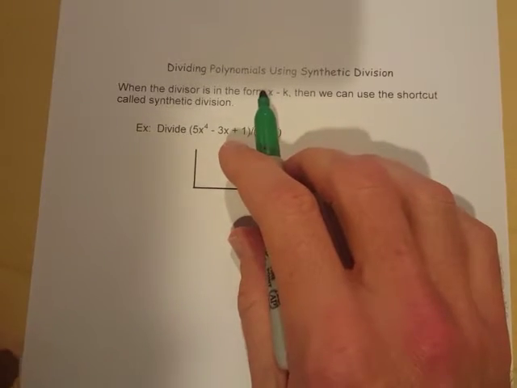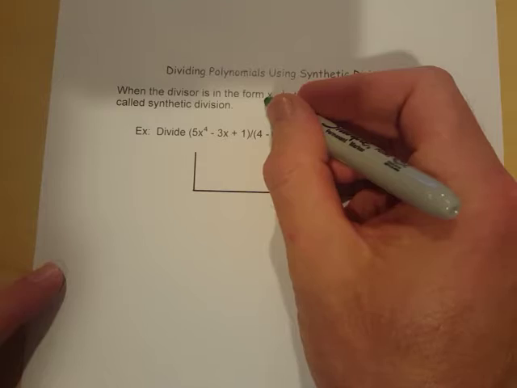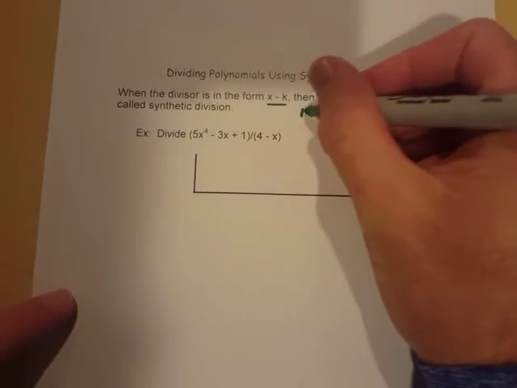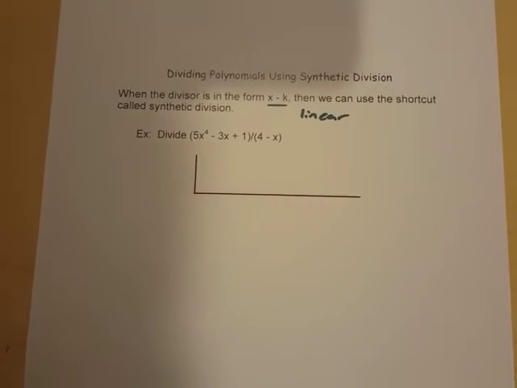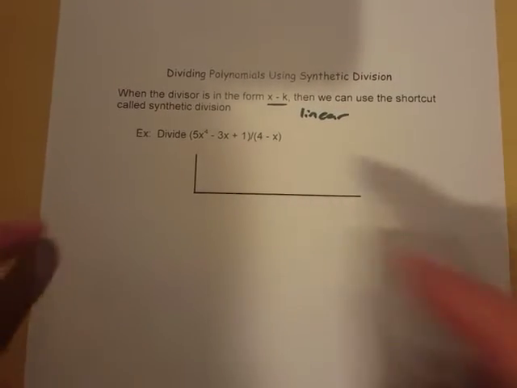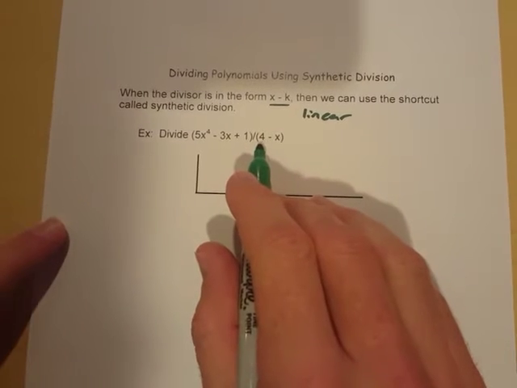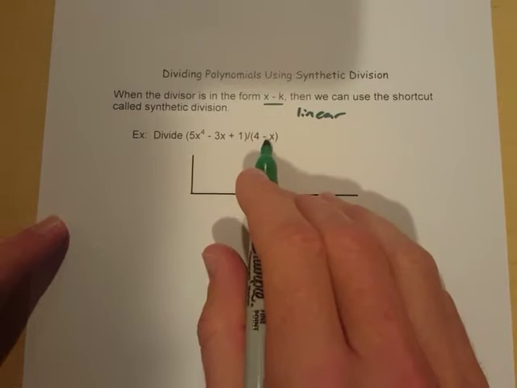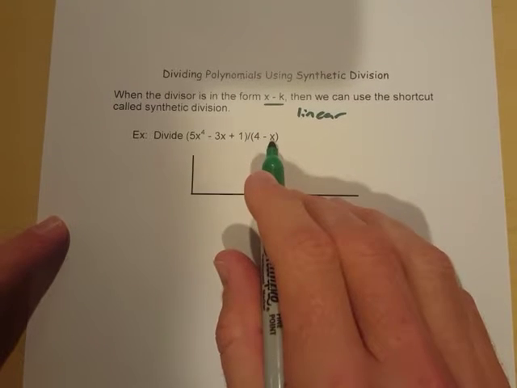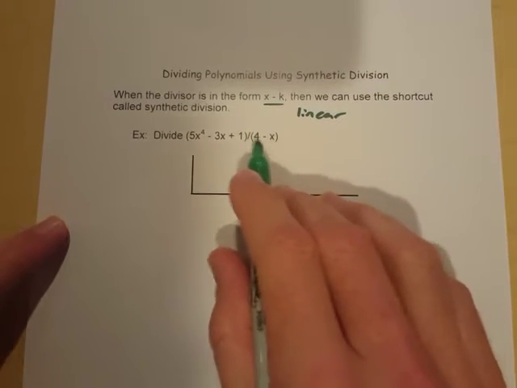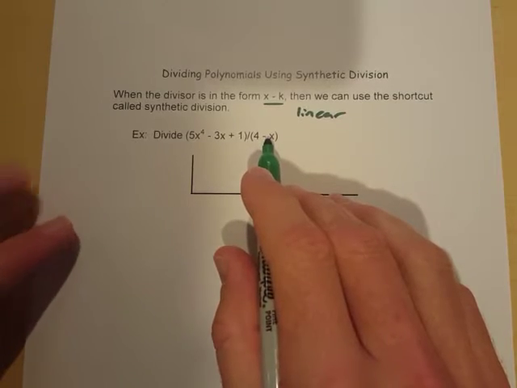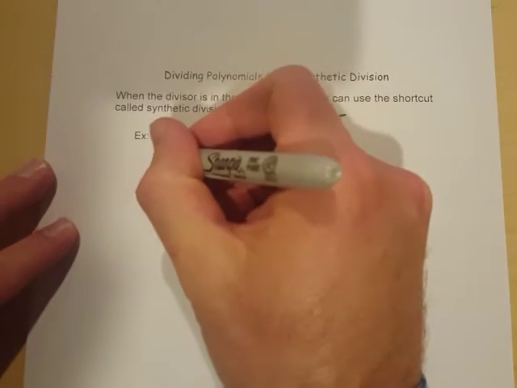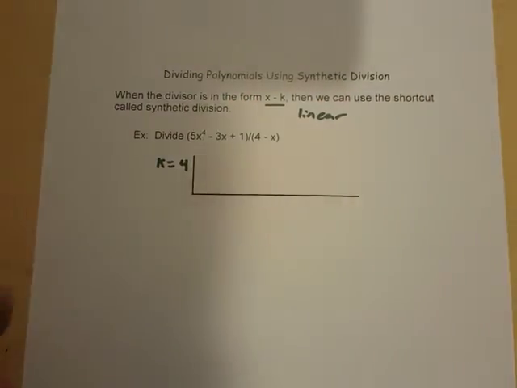Synthetic division can be used when the divisor is in the form of x minus k or any other linear divisor. It just needs to be linear in order for this whole thing to work. So the divisor in this problem, as you'll see, is 4 minus x. Now it's okay that it's not x minus k in that form. It's flipped around because essentially what you're looking to do is whatever makes this equal to 0, that's going to be what we have as our k value. So k in this case is equal to 4.